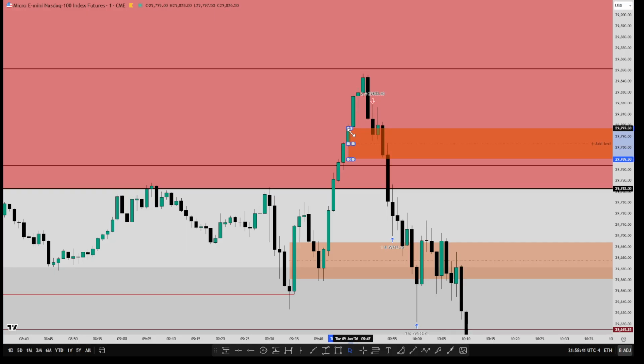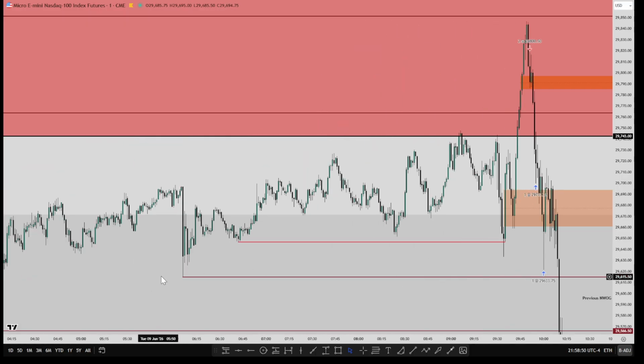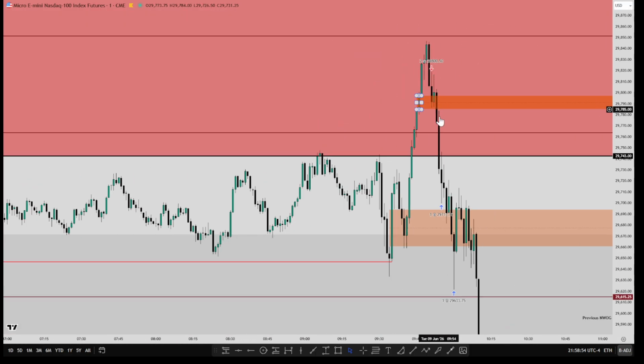Oh, not that one. I sell inside this inefficiency, right there, before it even got inversed, right? Because I'm already anticipating that I need speed, because we've left relative equal lows here, right? And then the market just tips you off right there.